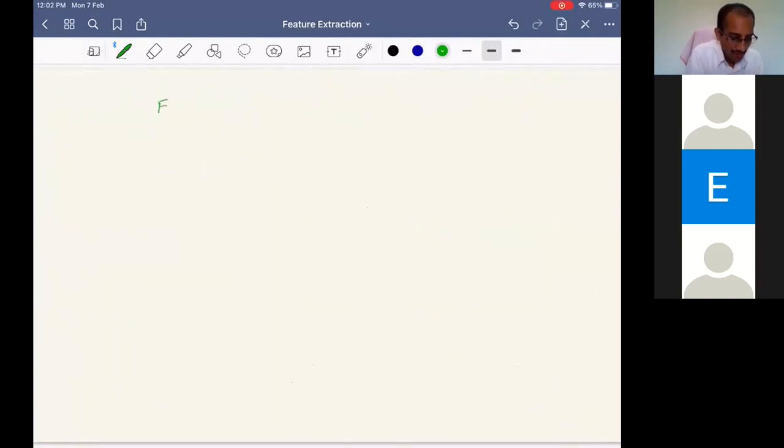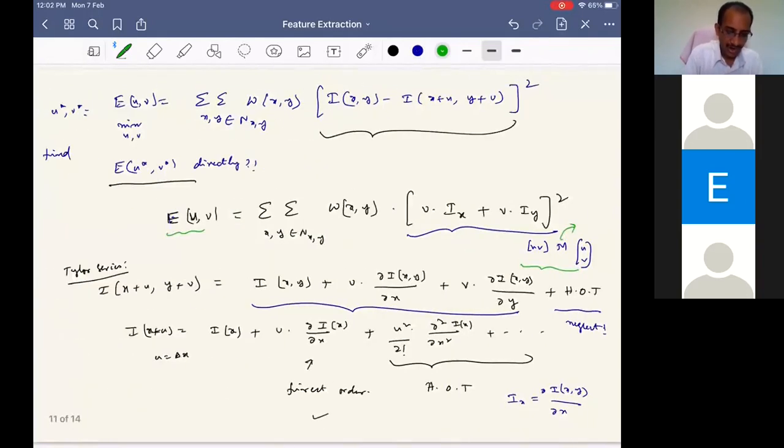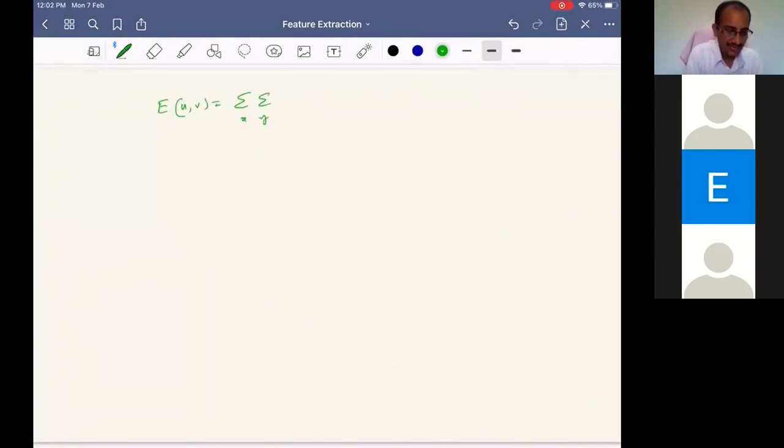So as I mentioned, E of u comma v we have simplified as double summation over x, y of w of x, y into u Ix, where Ix is dou I by dou x, and I is a function of two variables x comma y, plus v into Iy. Derivative in x direction, derivative in y direction, whole square. Now the idea from him is that I need, for all u comma v, to differentiate, equate to zero, find u star, v star and substitute here. That's one procedure. Without explicitly doing all that, can we do a better way? The answer by him is yes.